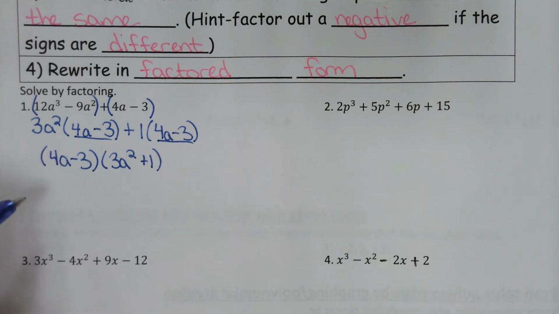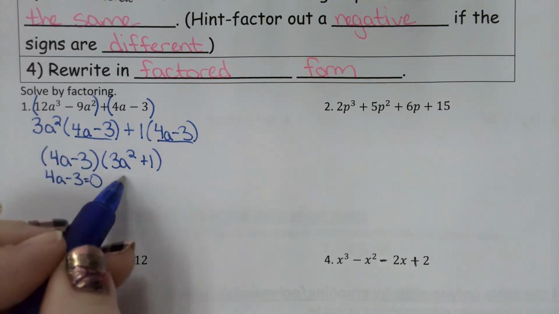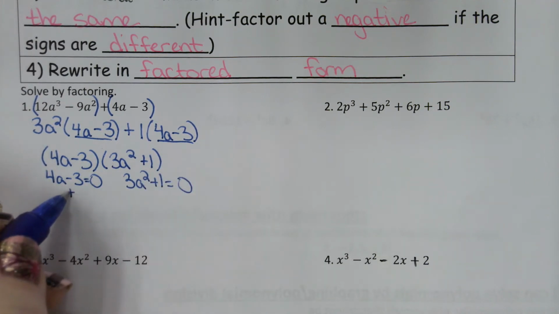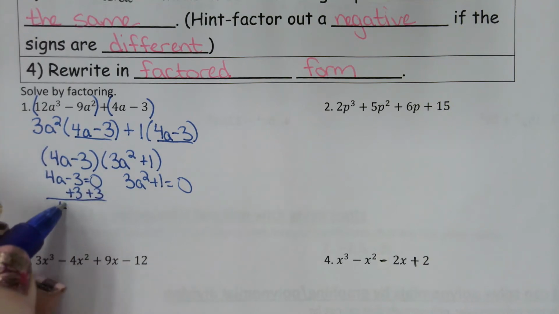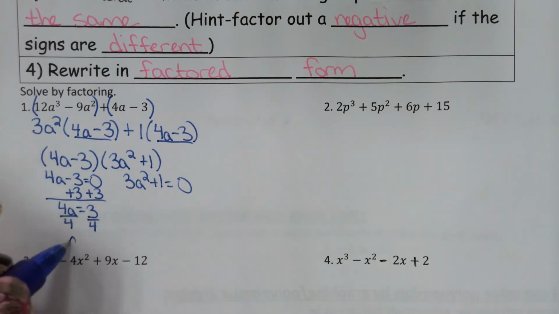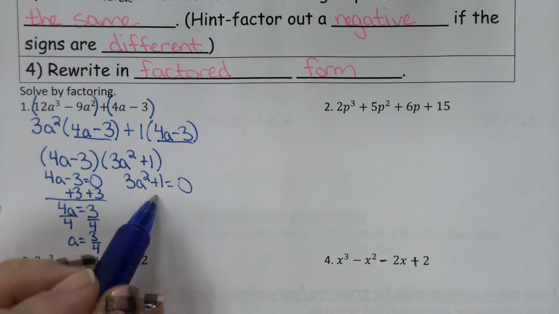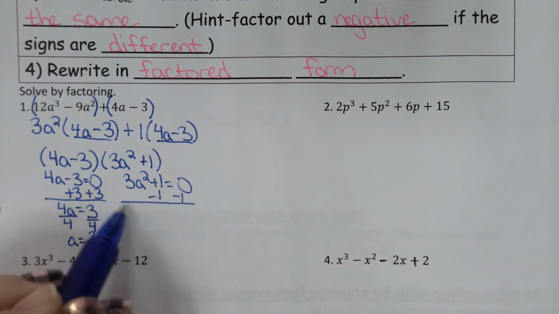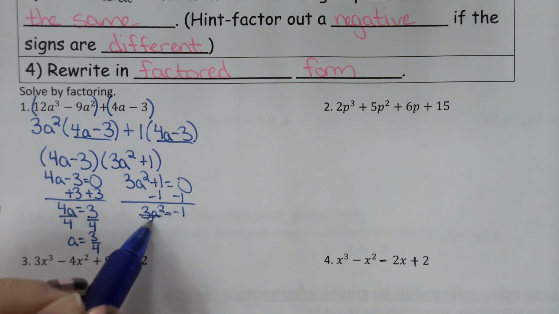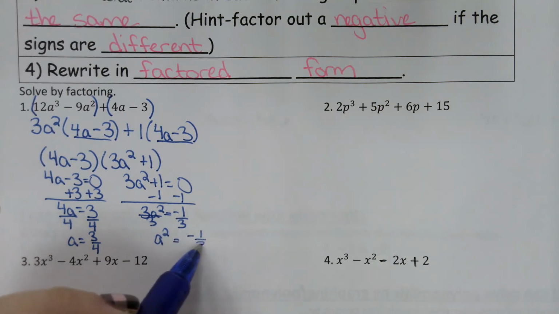Now it's time for us to actually solve. So we will set 4a minus 3 equal to 0 and 3a squared plus 1 equal to 0. To solve, we'll add 3 to both sides, giving us 4a equals 3. Then divide by 4 on both sides so that a would equal 3/4. For the other one, we'll subtract 1 from both sides, giving us 3a squared equals -1. Then divide by 3 on both sides so that a squared equals -1/3.